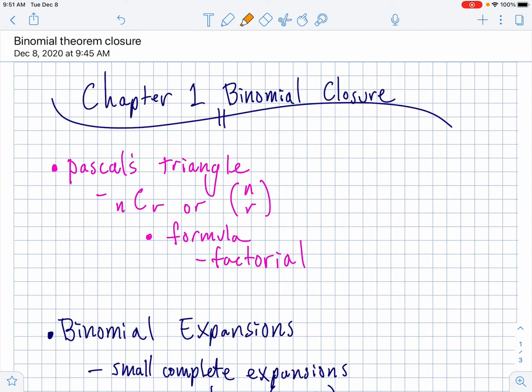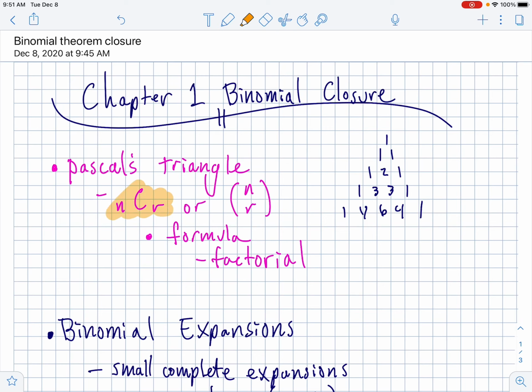All right, everyone, we're back real quick to talk about closure notes for the binomial theorem. The first thing we looked at when looking at the binomial theorem was Pascal's triangle. I would know how to create it: you start with the little triangle of ones, and then you add the terms above, and always put fresh ones down. So be able to create Pascal's triangle.